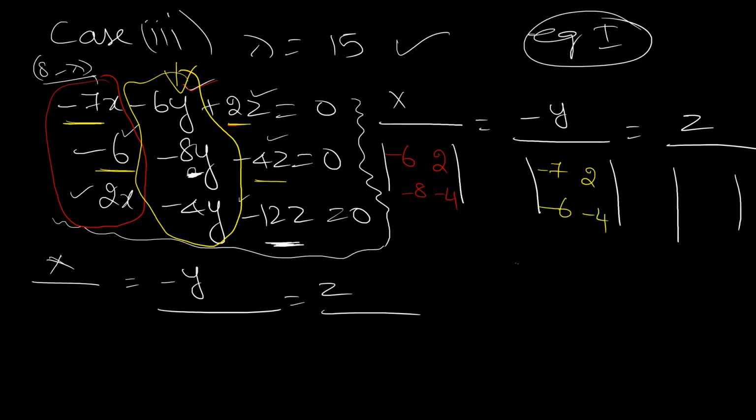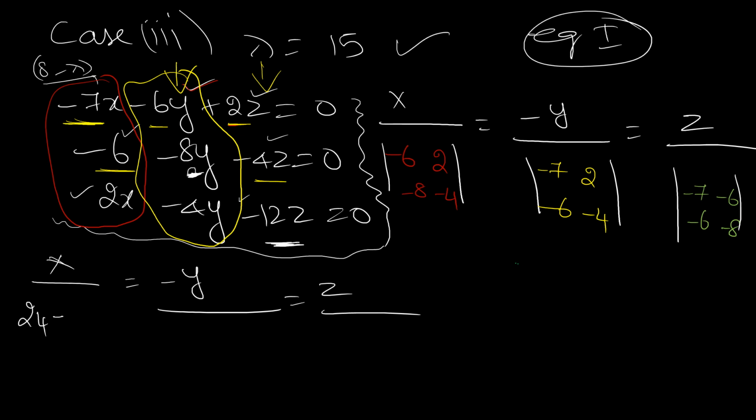And finally, we are in z. Leave the z column. So I haven't marked anything. If you see here, minus 7, minus 6, and then minus 6, minus 8. Okay, so we are done with this, and we are going to simplify this. So minus 6 into minus 4, that is 24, minus 8 into 2, so 16.